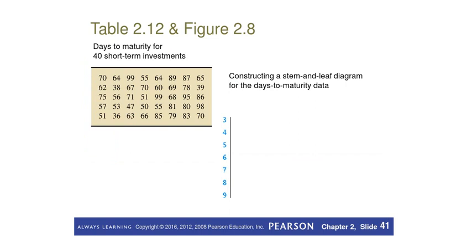So here's our example. Let's say that we have days to maturity of our 40 short-term investments again, right? Only this time, rather than doing groups where we have cut points or groups of 30 to 39, 40 to 49, and so on, we're just going to let the first digit in each number represent the stem, and the second digit in each number represent the leaf. So if I pick my number 56 in my investment group right here, my stem is 50 and my leaf is the 6.